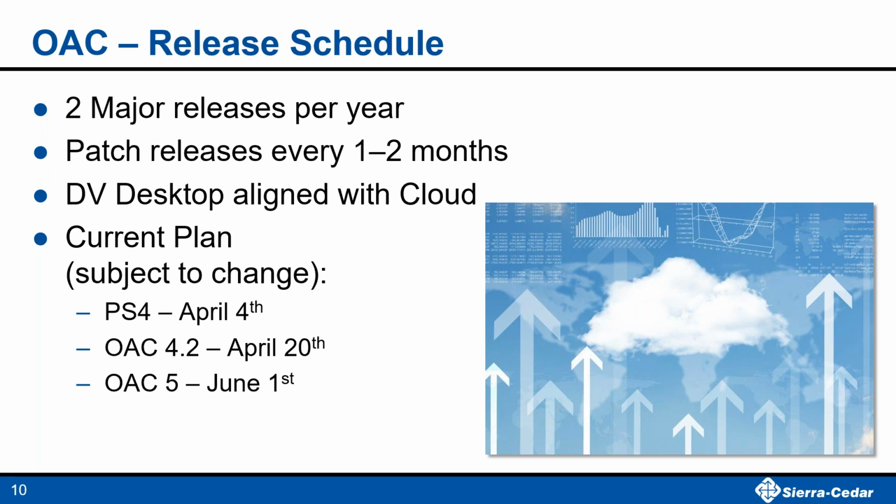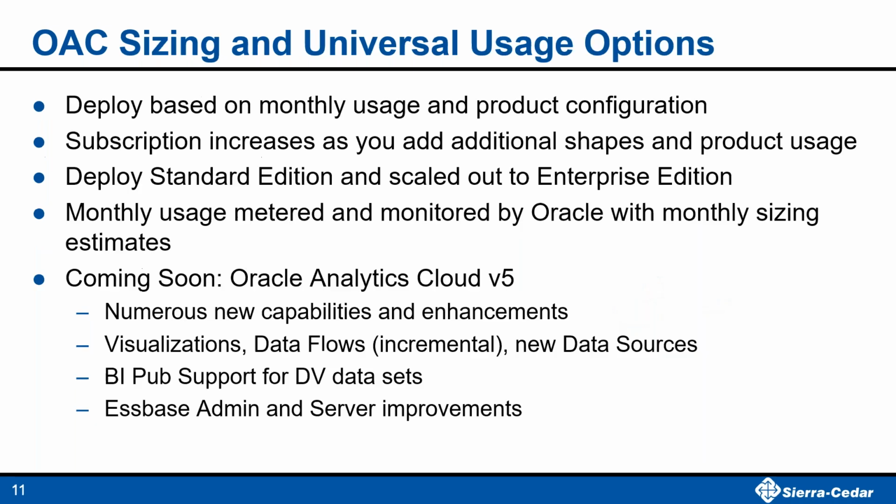The data visualization desktop with OAC is also aligned with the cloud, so as those releases are updated, you'll get those updates as well. And then we have the current plan for the releases. PS4 is now scheduled for April the 4th, version 4.2 later in April, and then version 5 on June the 1st. As always, these are subject to change as they go through their QA testing. Okay, Jason.